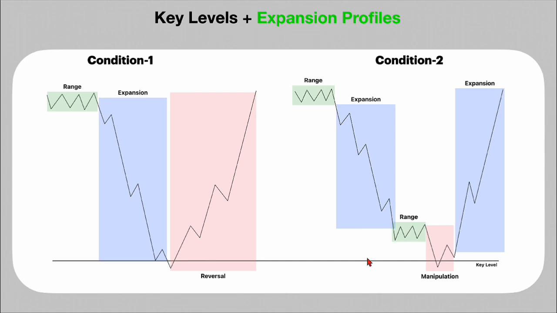If the expansion ends without testing any key levels, we can't expect a reversal profile right away. Instead, we'll anticipate either a retracement or a ranging profile. Once we enter a ranging profile without testing the key level, we're going to expect a manipulation profile to test that level, followed by an expansion profile. This way, we're filtering our understanding to expect a specific outcome. Previously, we might have expected 3 possible outcomes after an expansion, but now we're reducing it to 1 based on market profiling combined with key levels.